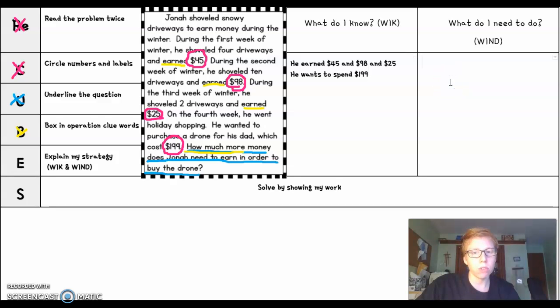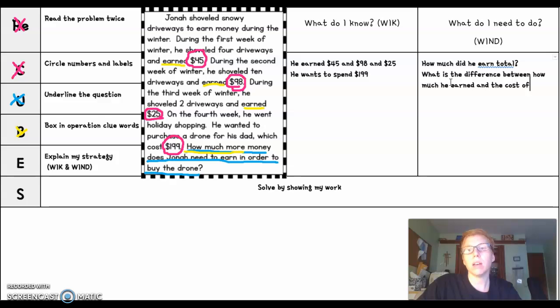Okay. Now, what do I need to do? What steps do I have to do to figure out how much more money Jonah needs to earn in order to buy the drone? Well, the first thing I need to do is find out how much did he earn total, right? I also need to find out what is the difference between how much he earned and the cost of the drone, right? Those are my steps I'm going to take.